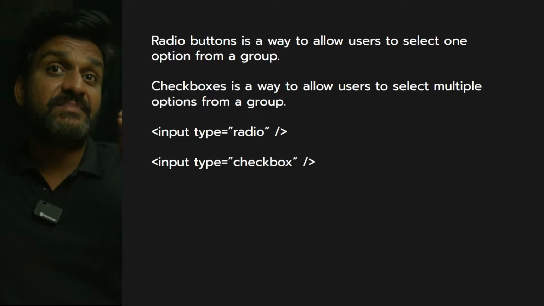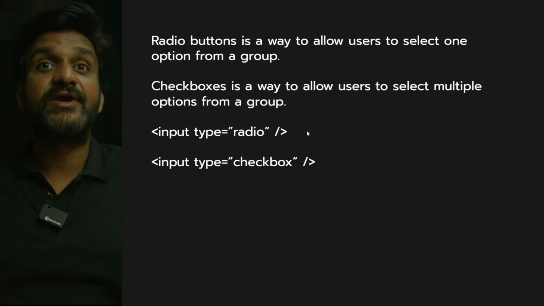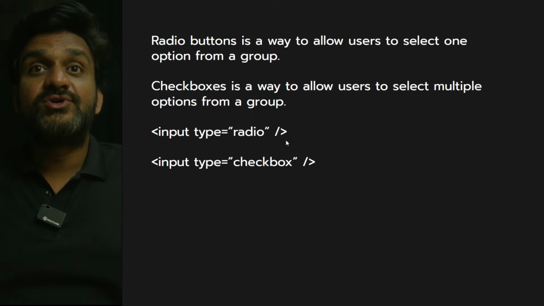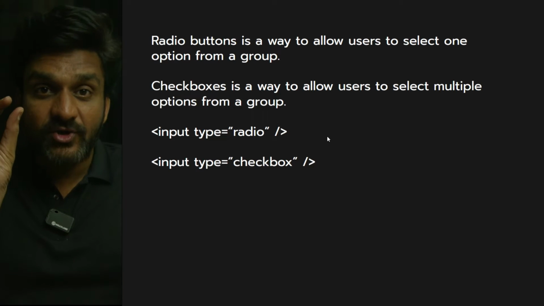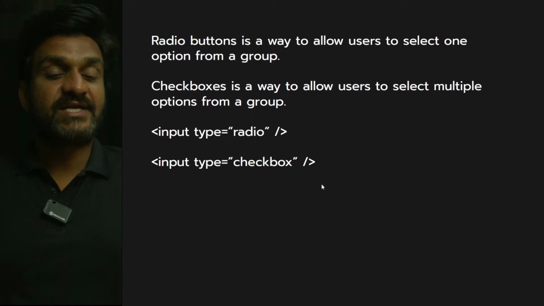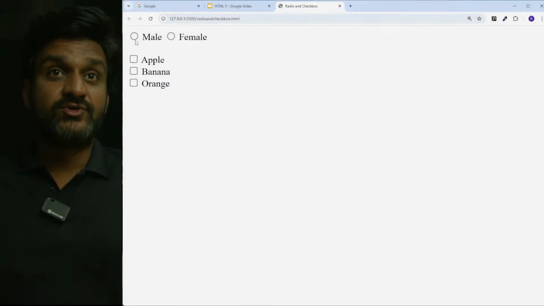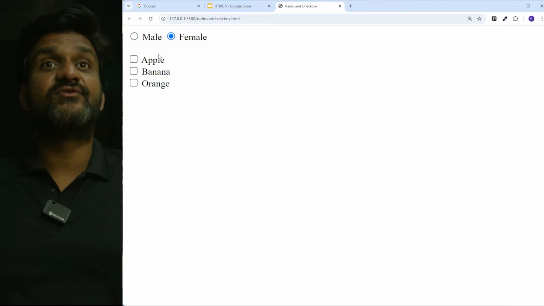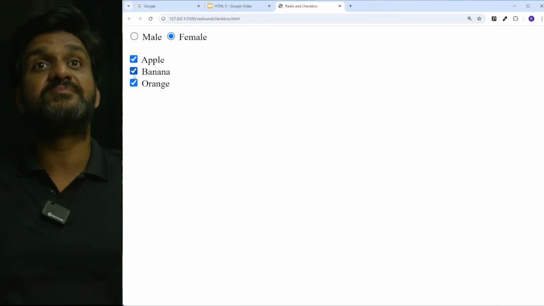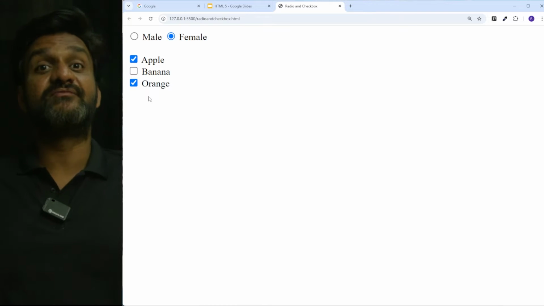And how can they be implemented? What is the syntax for radio and checkboxes? This is the syntax: input type is equal to radio. With this implementation, one radio button will get created. Similarly, this is for checkbox. Let's start our discussion with an example. Here is the example where we are using radio buttons, so one option can be selected from multiple options. And this is the implementation of checkboxes, where multiple options can be selected. We are going to implement this now in our Visual Studio Code.